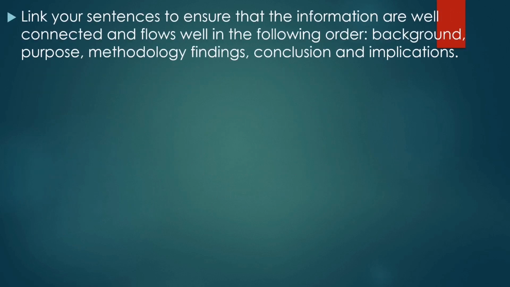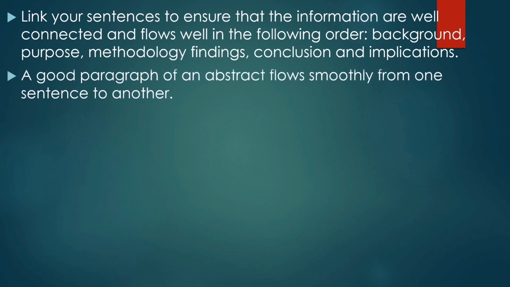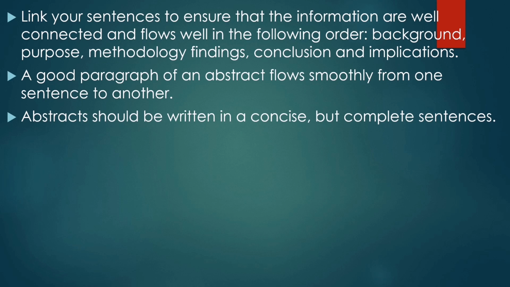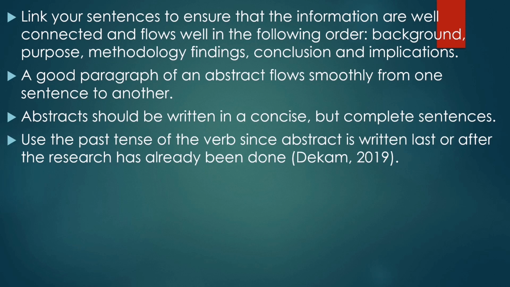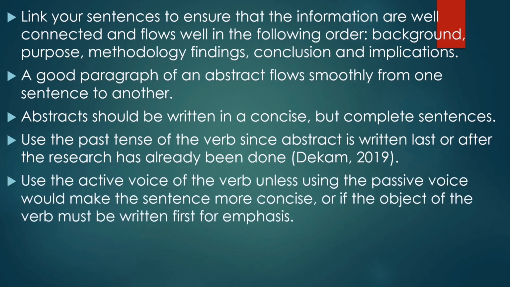Link your sentences to ensure that the information is well connected and flows well. A good paragraph of an abstract flows smoothly from one sentence to another. An abstract should be written in concise but complete sentences. Use the past tense of the verb since the abstract is written last, after the research has already been done. Use the active voice of the verb unless using the passive voice would make the sentence more concise, or if the object of the verb must be written first.